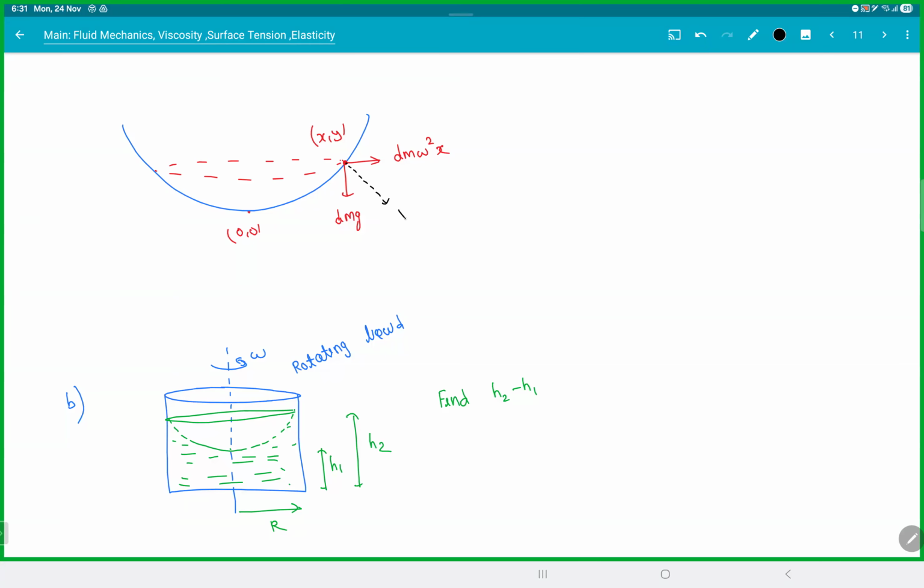So this is F net. Meaning this will be the tangent. So if you take this angle to be theta, that will be theta, this will be theta. We get tan theta is equal to omega square x by g. But I know tan theta is dy by dx. Integrate on both sides. y is equal to omega square x square by 2g. That's your equation. It's a parabolic thing. Clear with this?